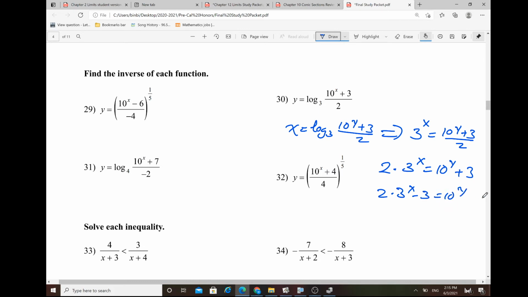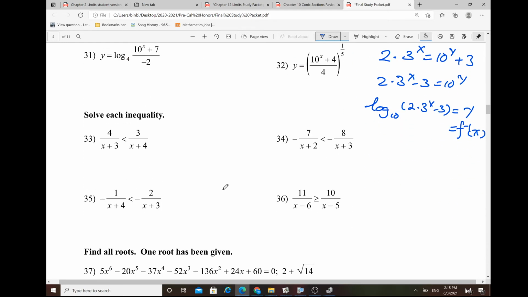And again, this one is just the exponential form. Convert it back to the log form. So it's log base 10 of this whole quantity, 2 times 3 to the power of x minus 3, and then equals y. And this one can be written with the inverse of f of x.